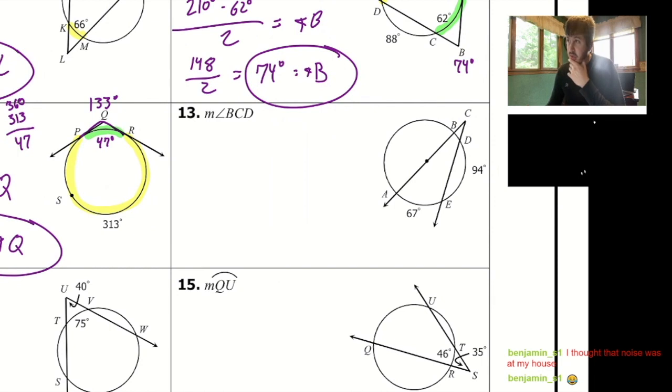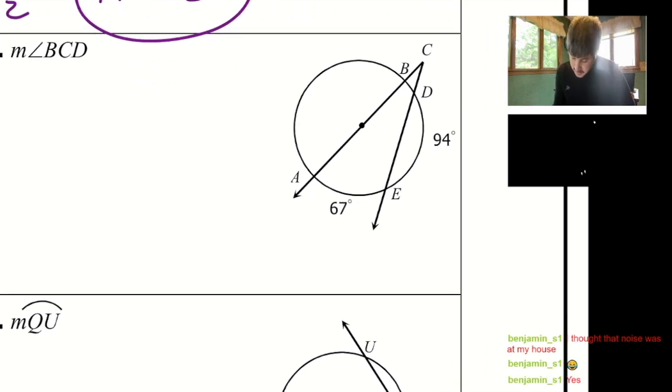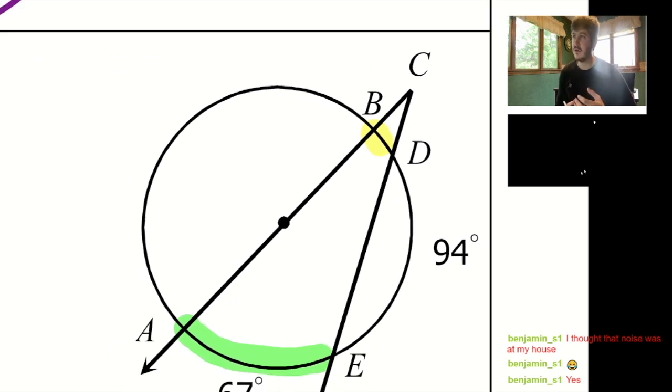Number 13. The measure of angle BCD. So let's see, where's BCD? So that is angle C. But we do need to figure out the correct arcs. 67 is good. That's the big arc. That's the correct arc we need. But we also need this tiny little arc right here, this one that I've highlighted in yellow. So I do need to use this 94 and figure out what it is going to be.